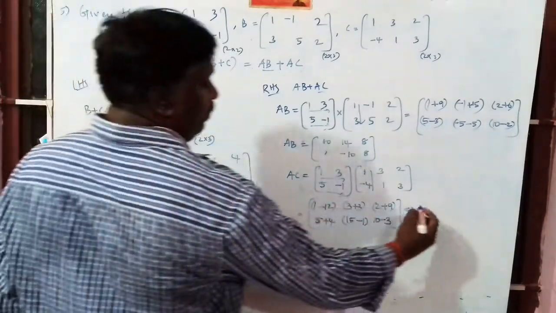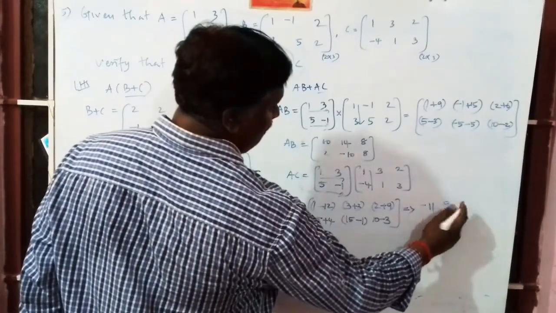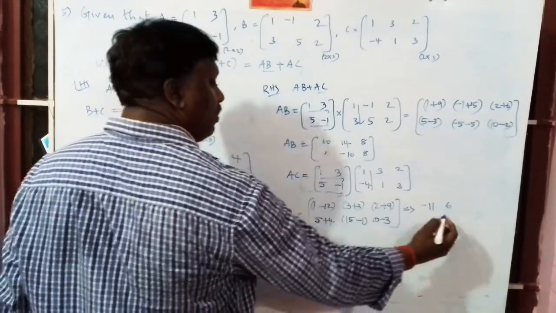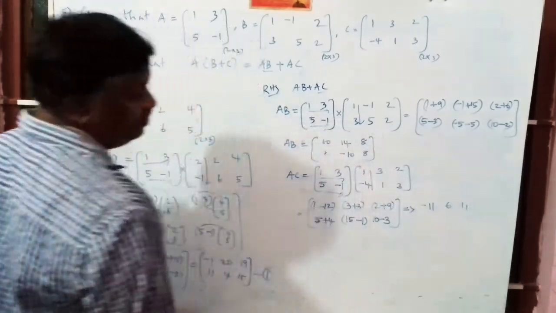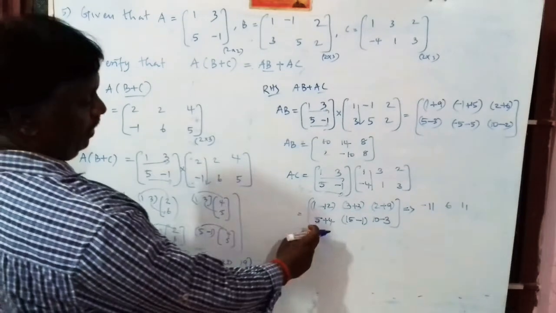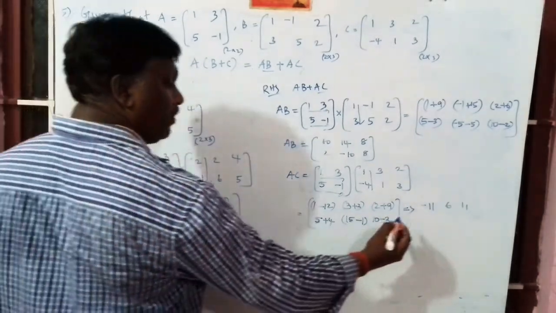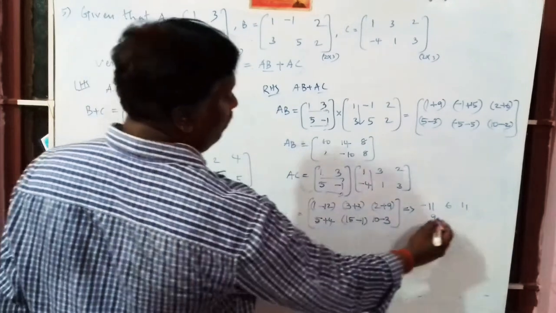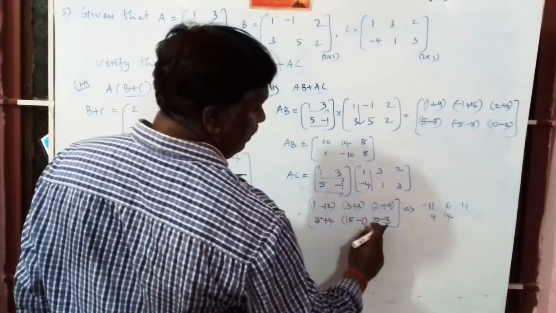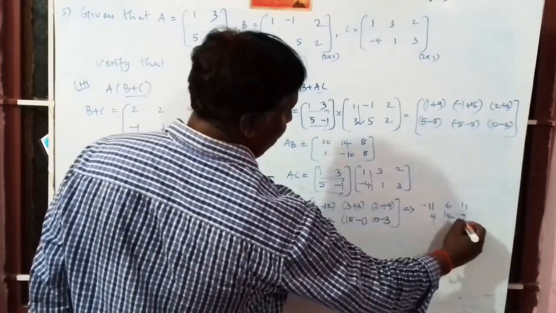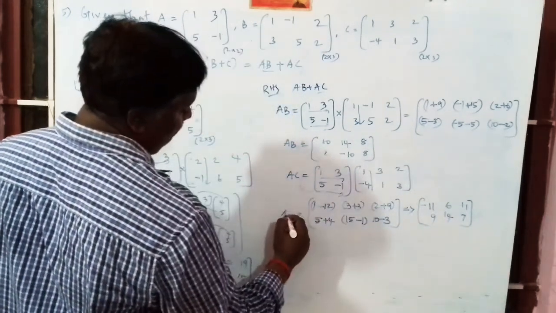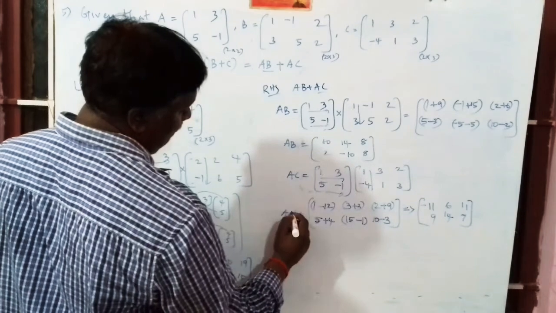1 minus 12, remaining value is minus 11. 3 plus 3 equal to 6, 2 plus 9 equal to 11, 5 plus 4 equal to what is the value? 9. 15 minus 1 equal to 14, 10 minus 3 equal to 7. So this value is called AC.